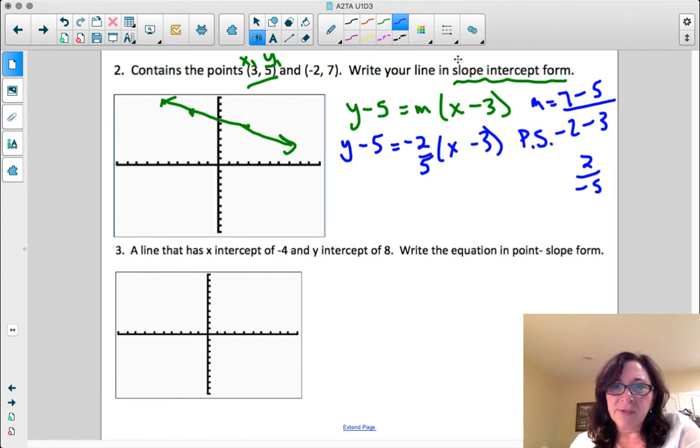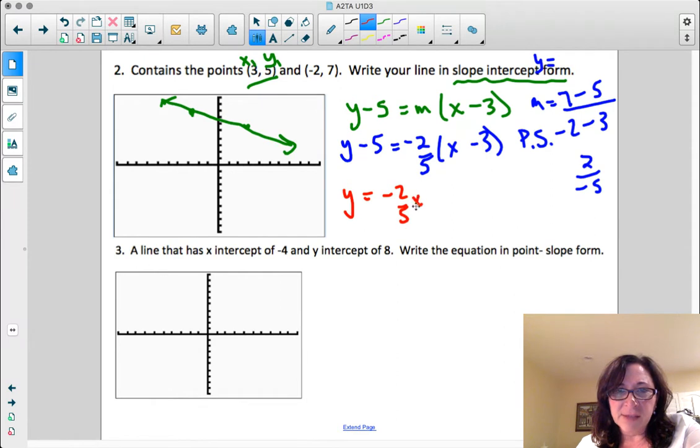Now, in order to get this in slope-intercept form, I need to solve for y. That's that form. So in order to do that, I'm going to isolate the y. So I'm going to get y equals negative 2/5 x, I'm distributing right here, plus 6 over 5, and then move this 5 over, and it becomes plus 5. Now again, I need to combine these two terms here.